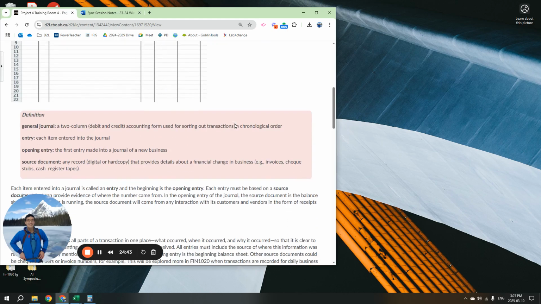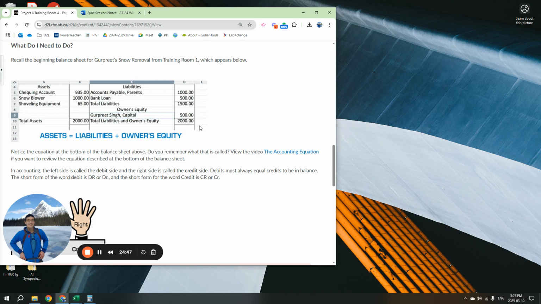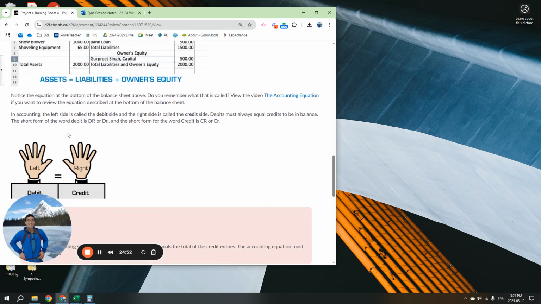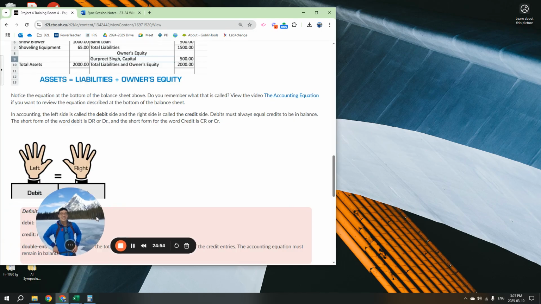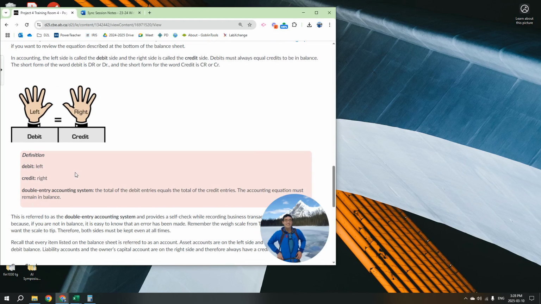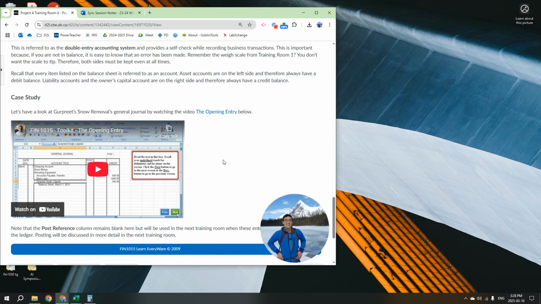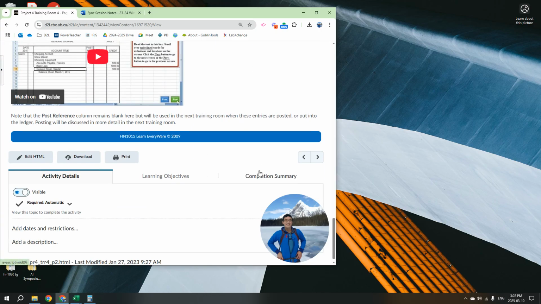And you can read the information and you can look at Gurpreet's example again. Once again, I stress the importance of debits equal to credits. All the debits have to equal all the credits for a single entry. And here we have a video of Gurpreet's opening entry.